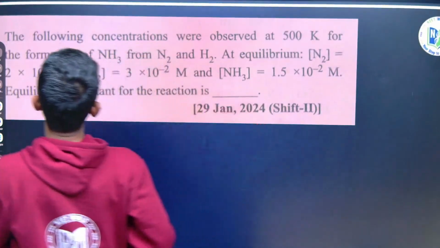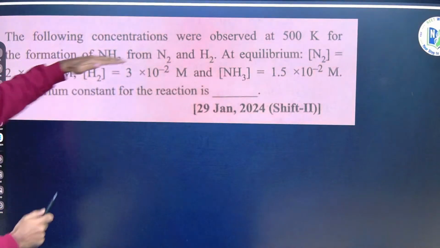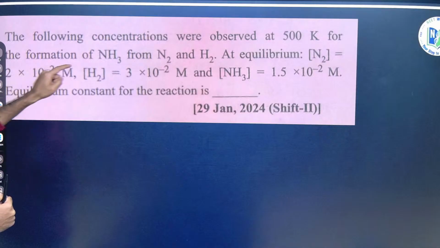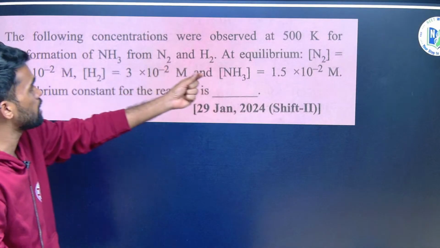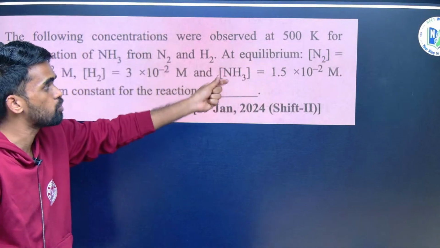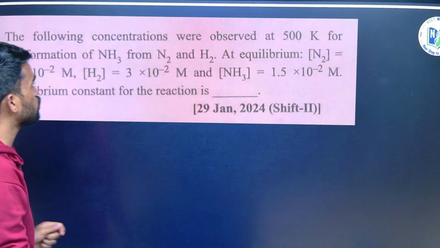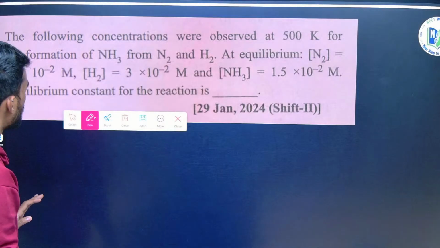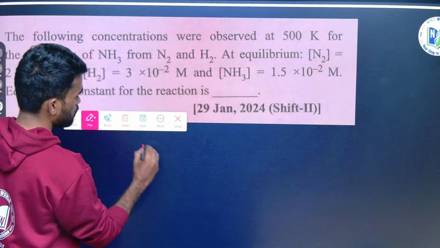Yeah, so look at this question. The following concentrations were observed at 500 Kelvin for the formation of ammonia from N2 and H2. At equilibrium, the concentrations of nitrogen, hydrogen and ammonia were given. You need to find its equilibrium constant Kc. Very simple. So what to do here? Write the ammonia formation reaction.